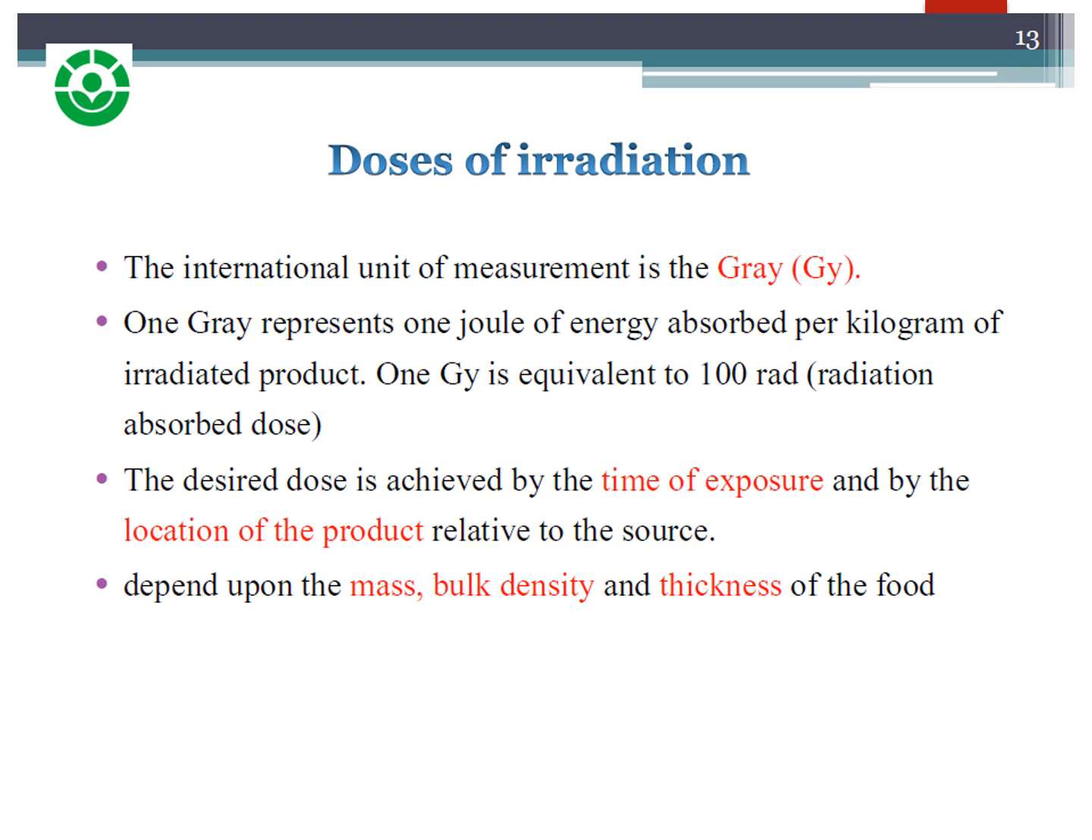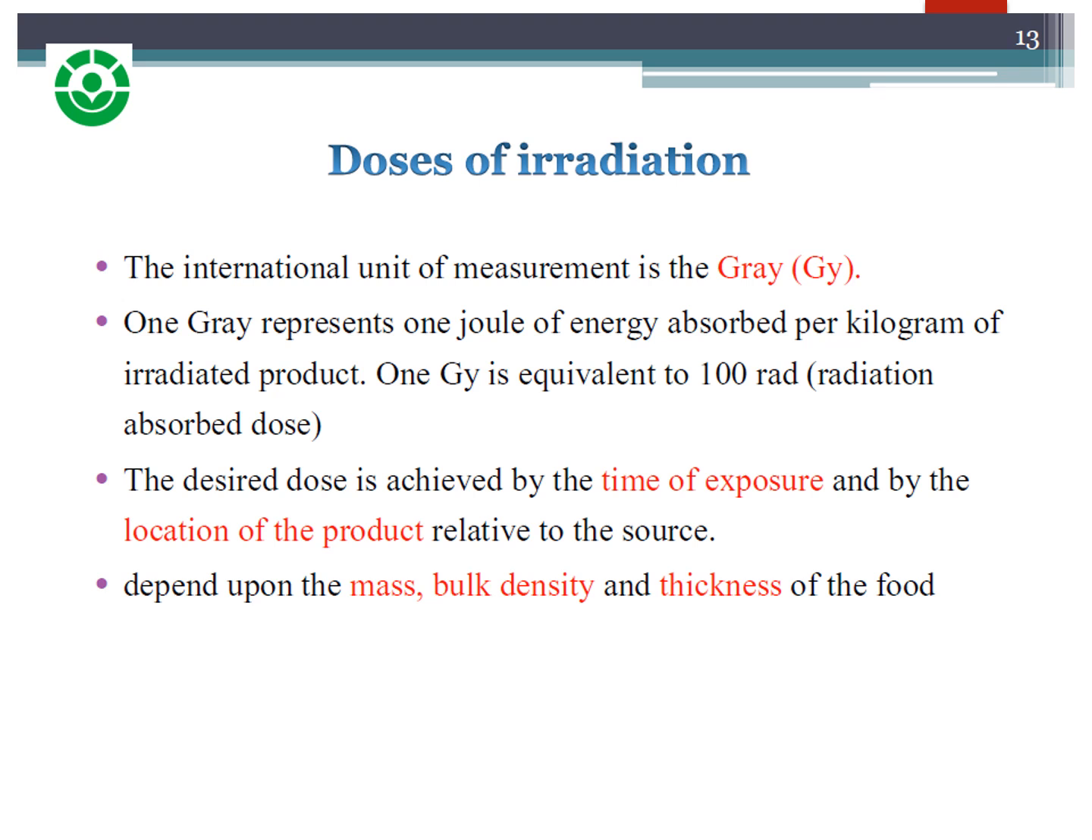Doses of irradiation. The international unit of measurement is the gray, represented by Gy. 1 gray represents 1 joule of energy absorbed per kilogram of irradiated product. 1 gray is equivalent to 100 rad, the radiation absorbed dose.